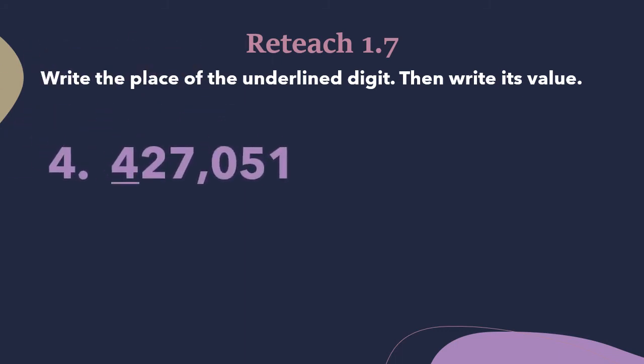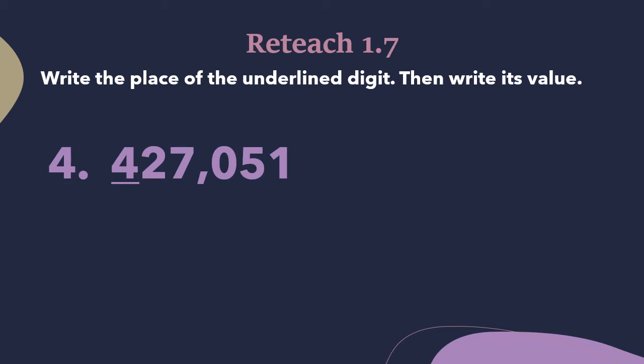427,051. Now, the 4 is underlined. So you're going to write the place of that underlined digit. So what place is the 4 in? And then you are going to write its value. If the 4 is in that place, what is its value? So once again, let's pause it here, give you a chance to answer this on your own, and we'll come back and check it together after we unpause. See you in a bit.